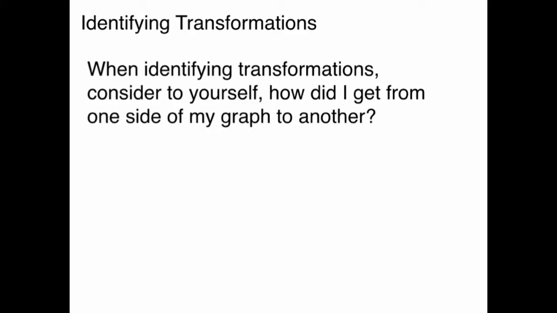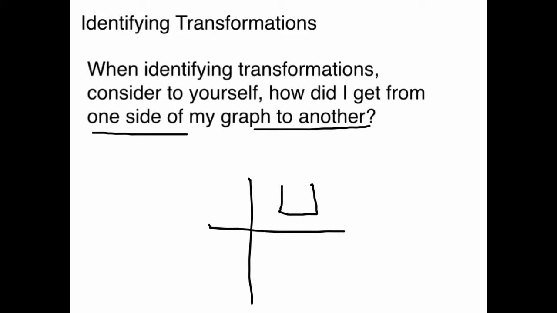When you're thinking about identifying transformations, you need to think to yourself, how did I get from one side of my graph to another? So if I have a shape, we'll just make it a square, that starts out on this side and ends up over here, how did we get here? Has it been rotated? Has it been translated? Has it been reflected? And that's what I want us to think about as we look at today's examples.